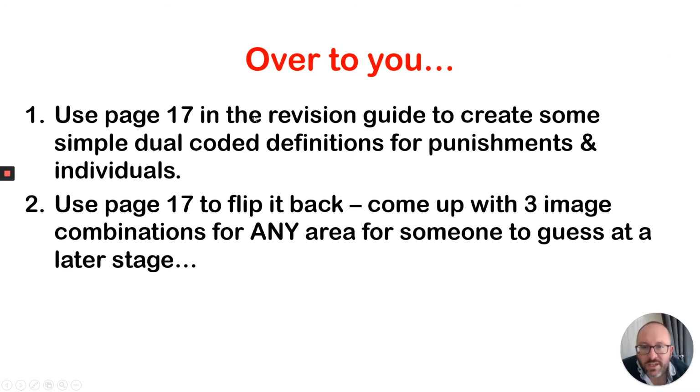So I want you to use page 17 in the revision guide to create some simple dual-coded definitions for punishments and individuals, and then use it to flip it back. Come up with 3 images and combinations for any area and see if you can get someone to guess it. You can email your friends, send them pictures. So you should have paused me now.